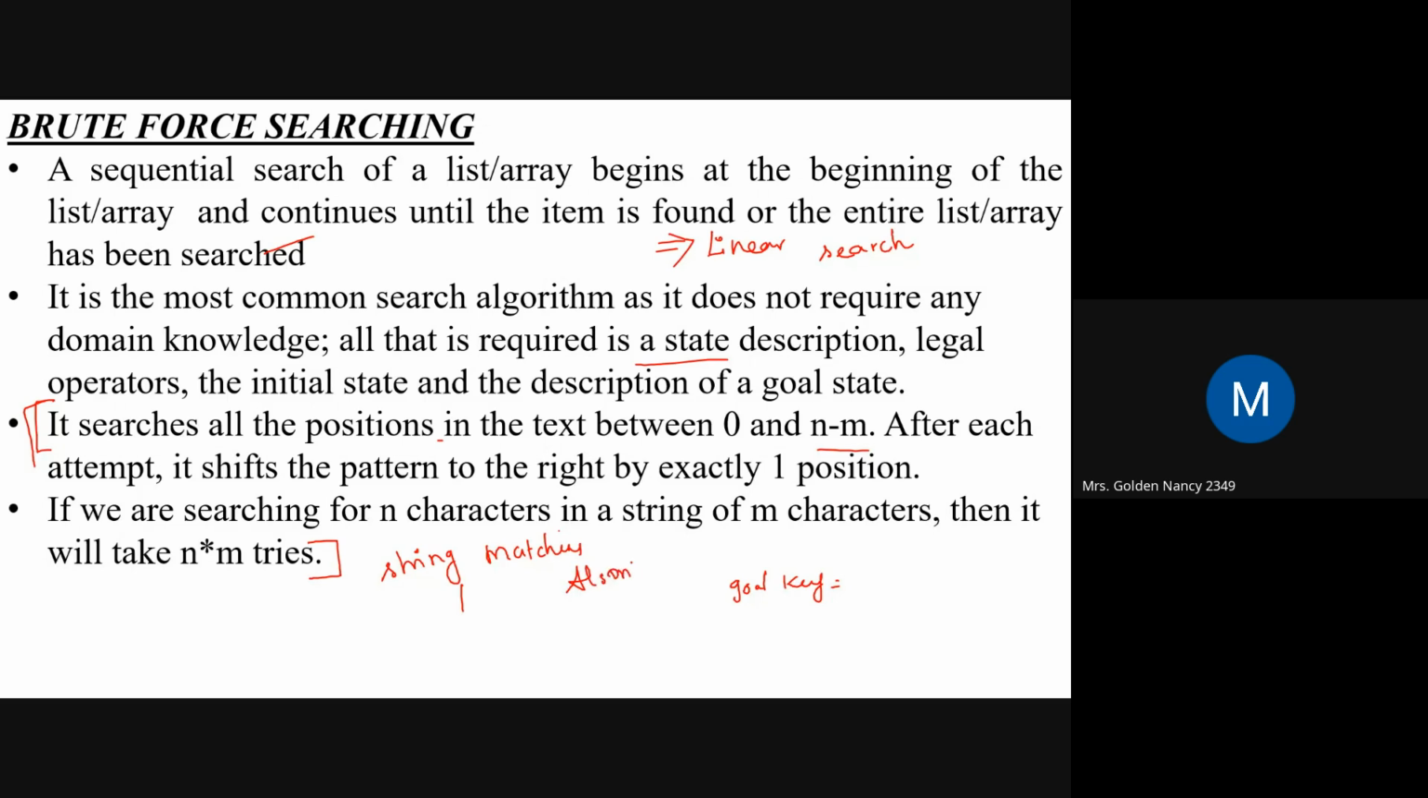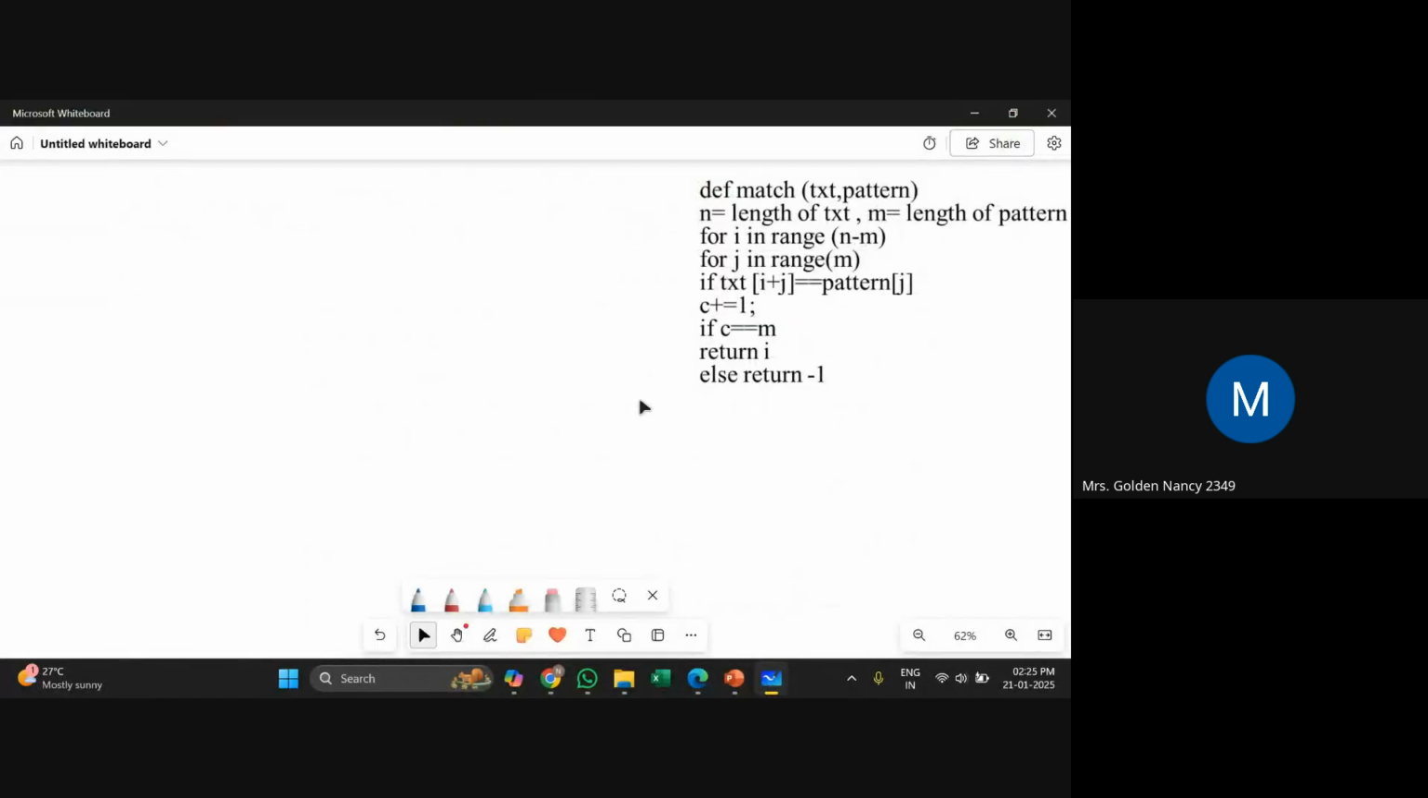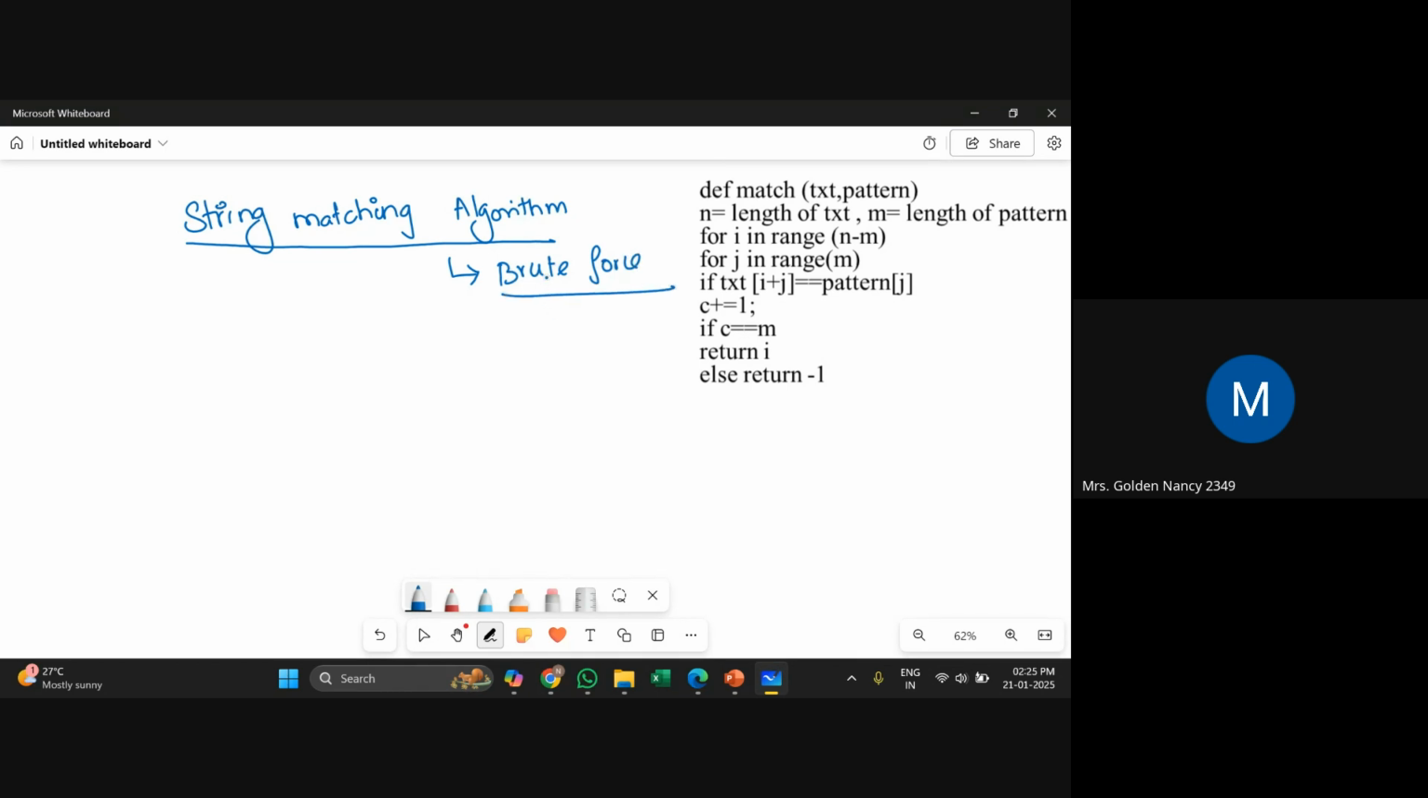So what is the string matching algorithm basically? I'll take the whiteboard to teach. For your syllabus, the string matching algorithm is solved by using the brute force approach. So we know about brute force.